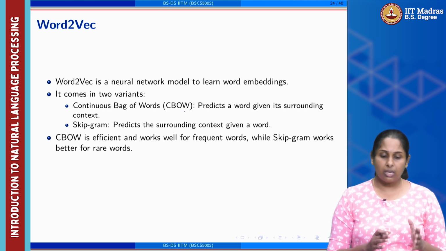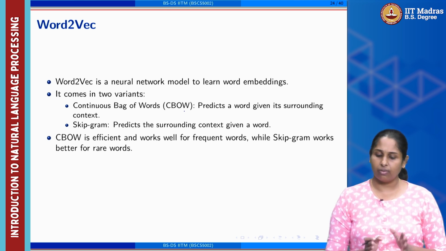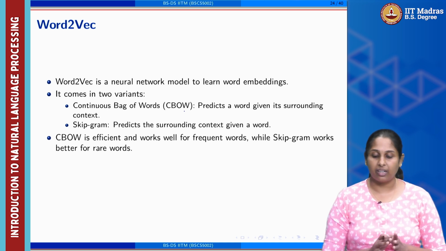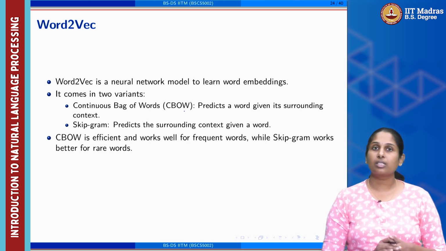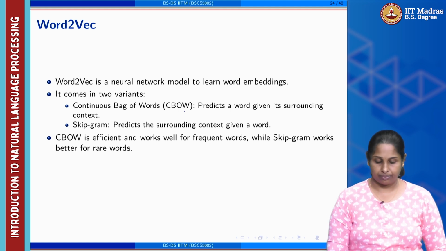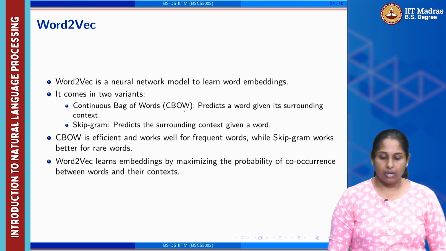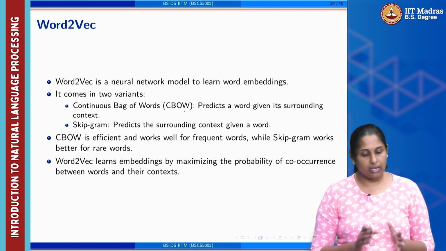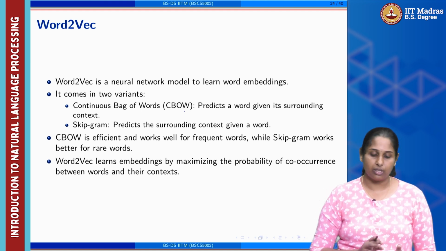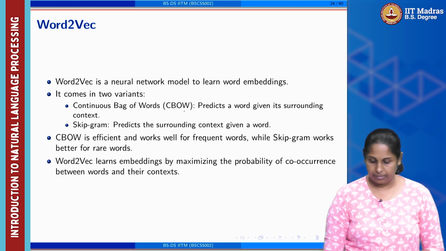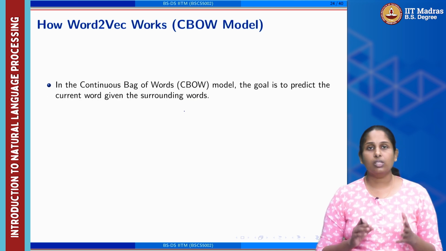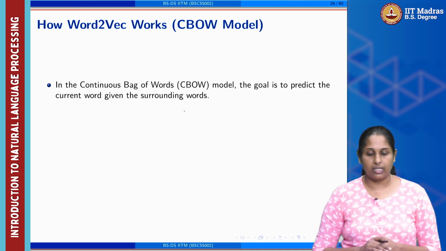Now, CBOW is efficient and works well for frequent words, but skipgram works better for rare words because we are predicting the surrounding words of that particular rare word. Word2vec learns embeddings by maximizing the probability of co-occurrence between words and their context. Now, let us understand how both models work.